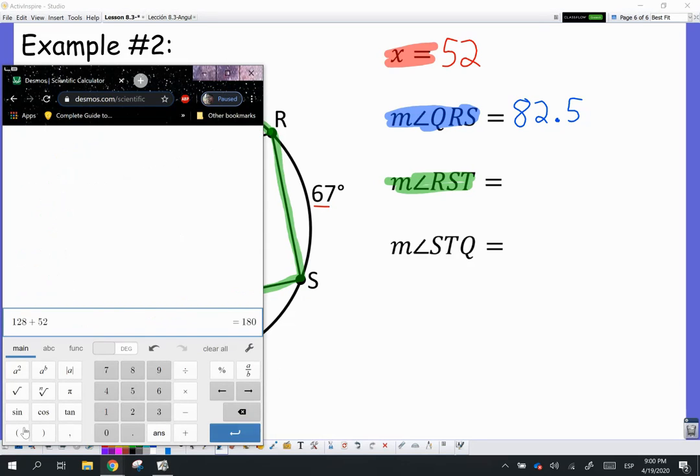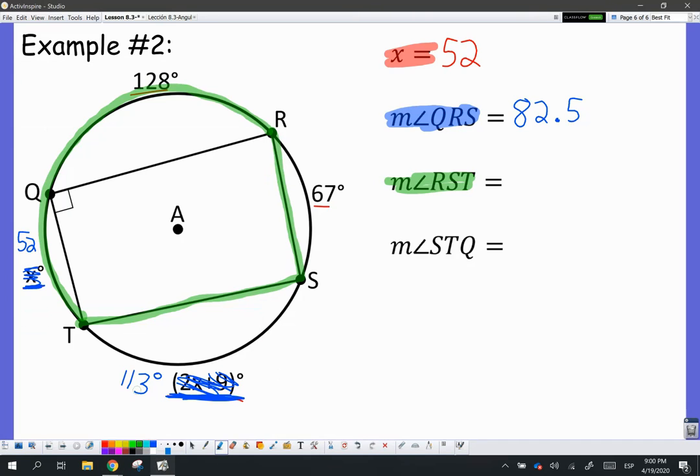128 plus 52. That gives me 180. So 128 plus 52, and I'll write it down. Now, in order to find the measure of the inscribed angle, then I need to take my 180 and divide that by 2, which gives me 90. So the measure of angle RST is 90 degrees. So here I have another right angle. It just wasn't marked as such, but now I know that that is also a right angle. All right, so let me clear this and we'll come back.